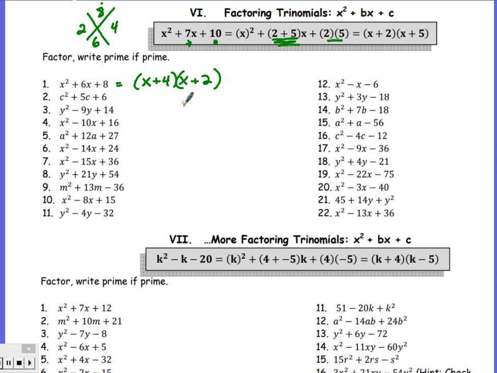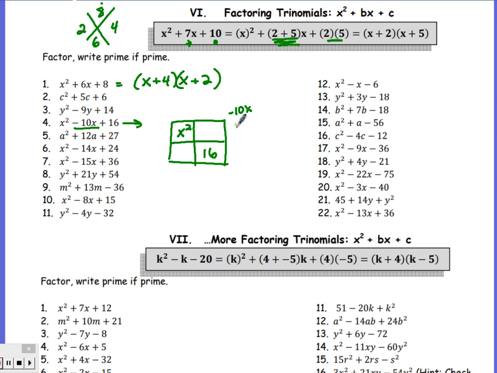Okay. Some people like to do the reverse diamond puzzle. I'll do it for this one. So, not the diamond puzzle. The reverse box method. So here, x squared goes here. 16 goes here. And negative 10x, the middle term, is what I want these two boxes to add up to.